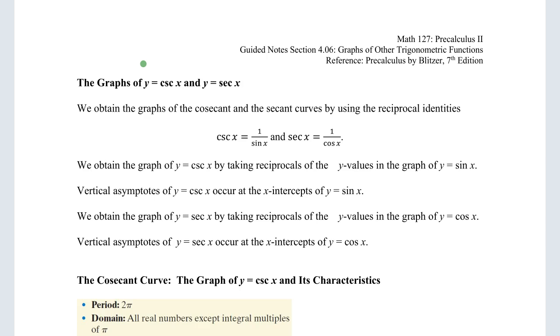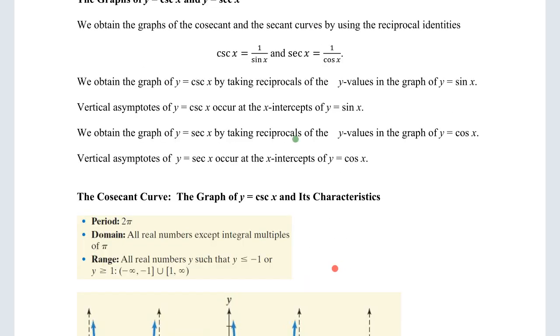So rather than creating a graph completely from scratch, we can use the graphs of sine and cosine as guides. This is one of the reasons why understanding sine and cosine thoroughly is so important. As you will see, the graphs of secant and cosecant are built directly from the graphs of the sine and cosine functions we already know. Now let's begin with the cosecant.